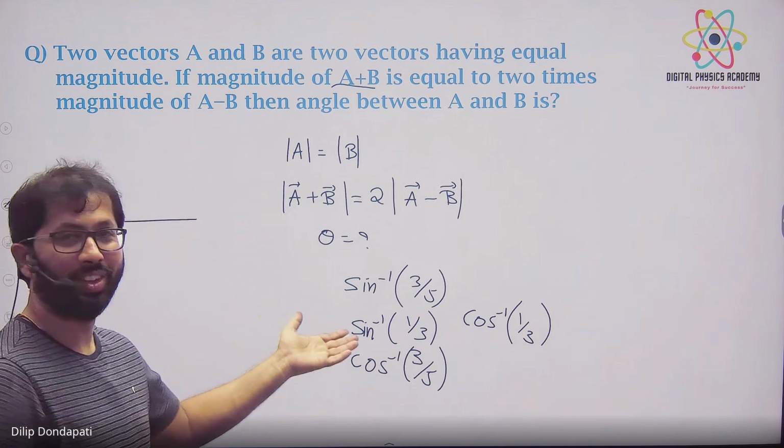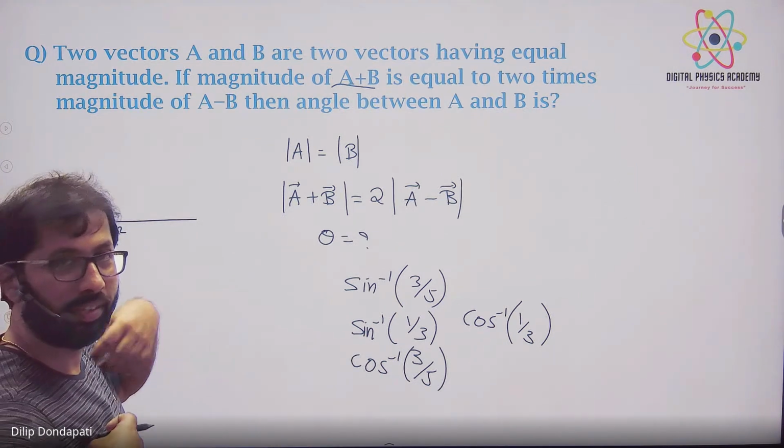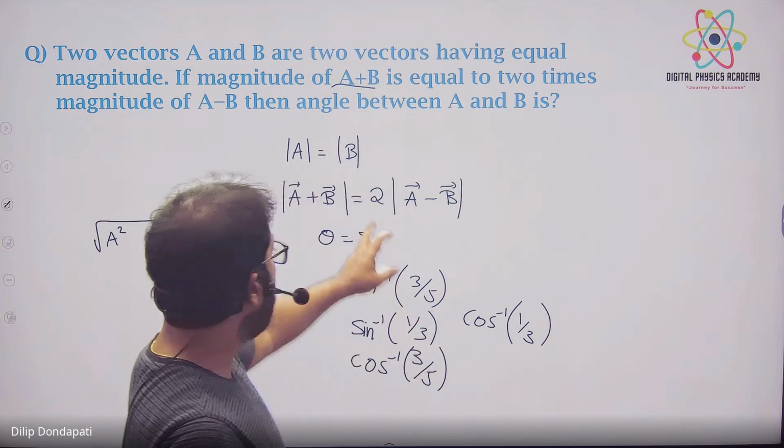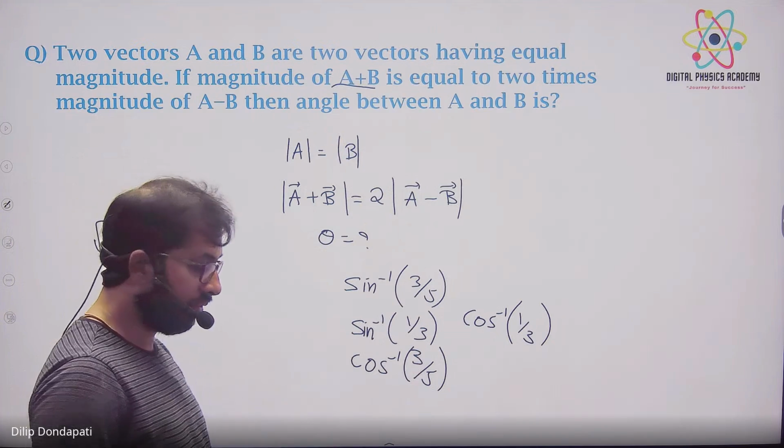The question is given. Try this JEE Mains question. Yes, what is the doubt? Sir, you will get 4ab cos theta equals 0 when you write root of A square plus B square plus 2. Oh, I forgot the times 2. A and B are equal, right? Use that. Yes, A and B are equal.